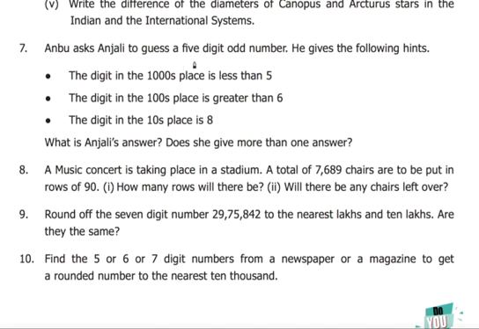Anbu asked Anjali to guess a 5-digit odd number. He gives the following hints. The digit in the thousands place is less than 5. The digit in the hundreds place is greater than 6. The digit in the tens place is 8. What is Anjali's answer? Does she give more than one answer? Tens place only is fixed. Okay. The digit in thousands place is less than 5. Not one answer. You will get many more answers.